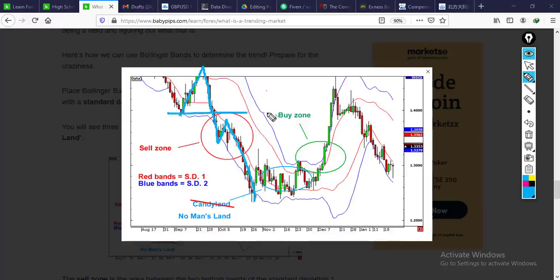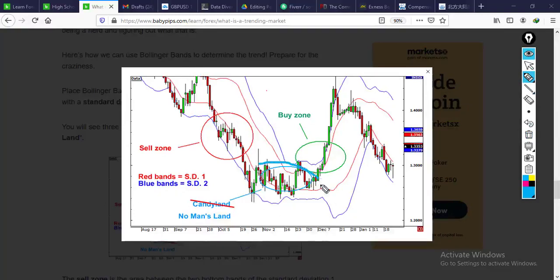So using this structure-based approach, you can know that yes, you are actually in a sell bias market. Once the price closes in between this, you are going to short the market. That's the sell zone. Find an entry and short. And then we have the no man's land.